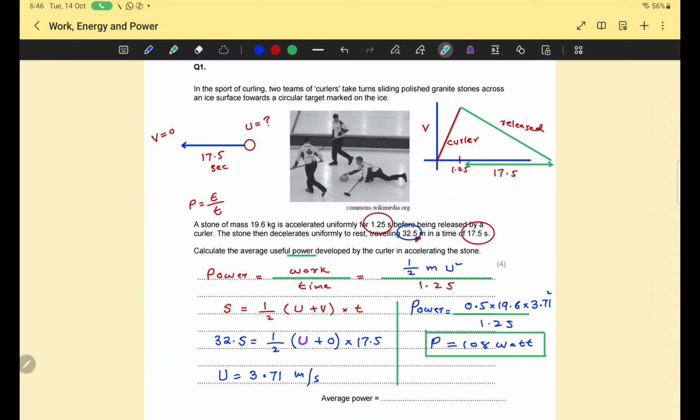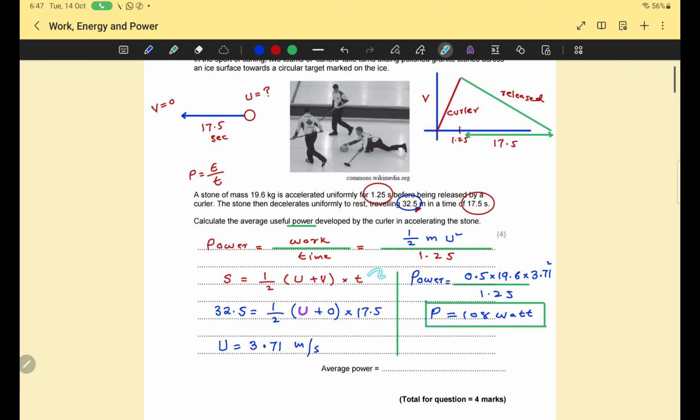Sir, in this question there are two segments of the question. In the first segment, the curler is accelerating the stone, and this is the time, 1.25 seconds, in which he is accelerating, but we have to calculate the power of the curler. So we will use kinetic energy divided by time. Kinetic energy is half mv square, time is 1.25, but we do not know the speed of the stone when it is released.